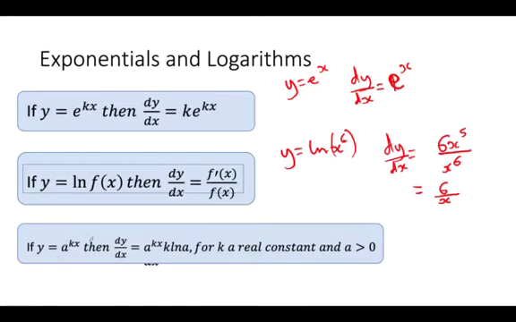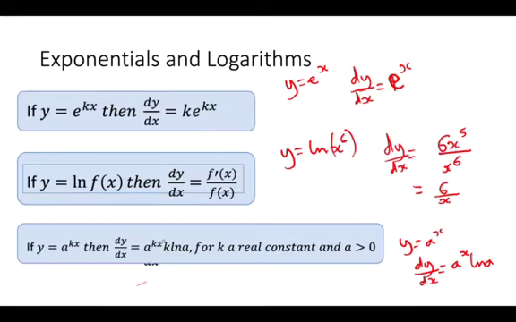Then we had if y equals a to the kx, then dy dx equals a to the kx times k ln a, where k is a real constant and a is greater than 0. To write that in a simpler form, if I just had y equals a to the x, I would get dy dx equals a to the x ln a. Bringing that k in brings that constant down to the front.